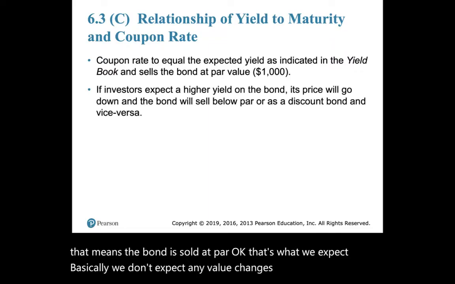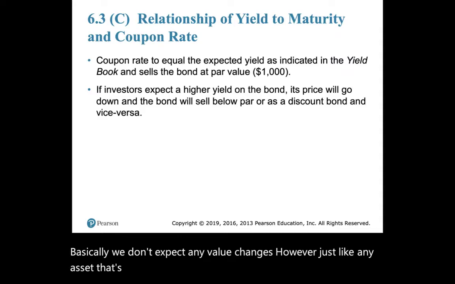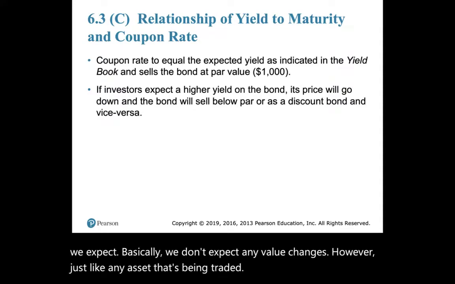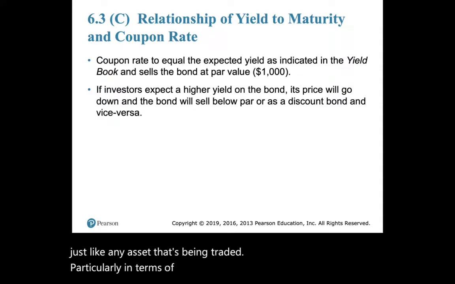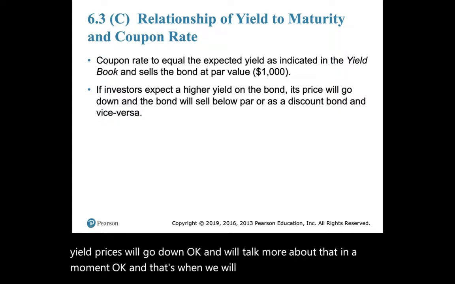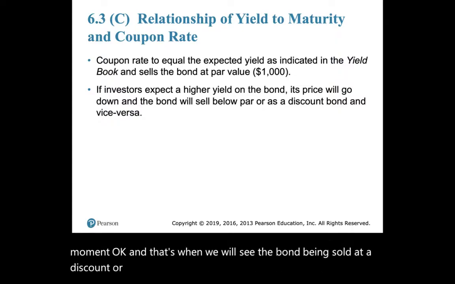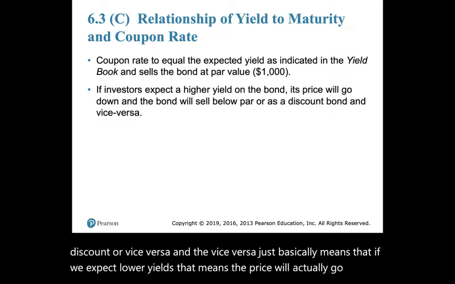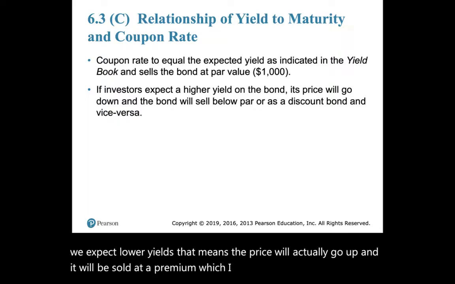However, just like any asset that's being traded, particularly in terms of expectations, if the investors expect a higher yield, prices will go down. And we'll talk more about that in a moment. And that's when we will see the bond being sold at a discount. Or vice versa, and the vice versa just basically means that if we expect lower yields, that means the price will actually go up and it'll be sold at a premium, which would mean above the par value.